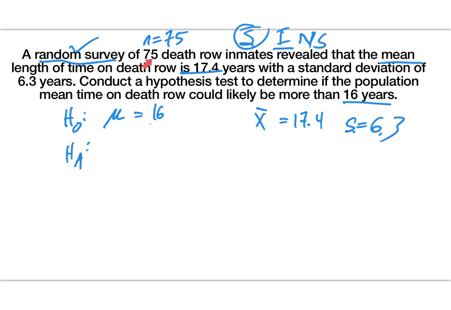However, since n is 75, n is greater than 30, that means the sampling distribution of inmates' length of time is going to be normally distributed. I do not know sigma. Therefore, I am using the T procedure.